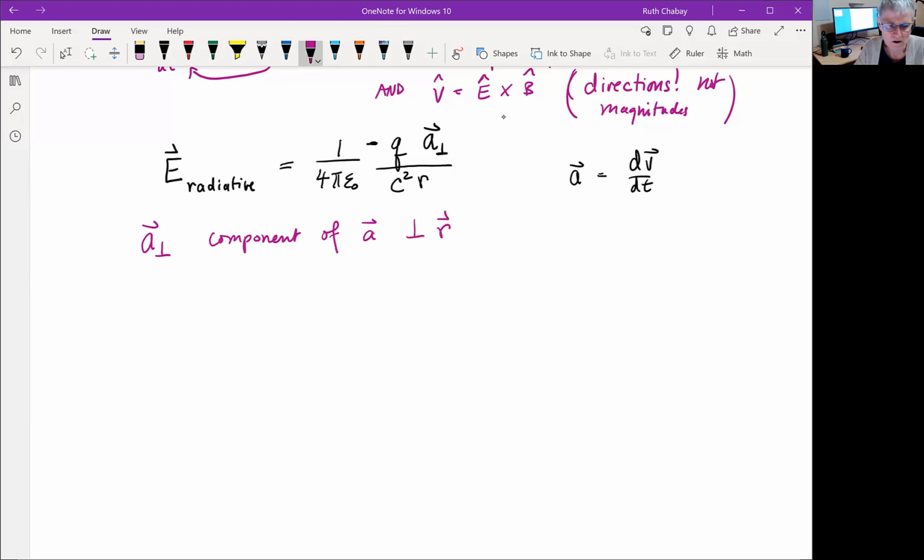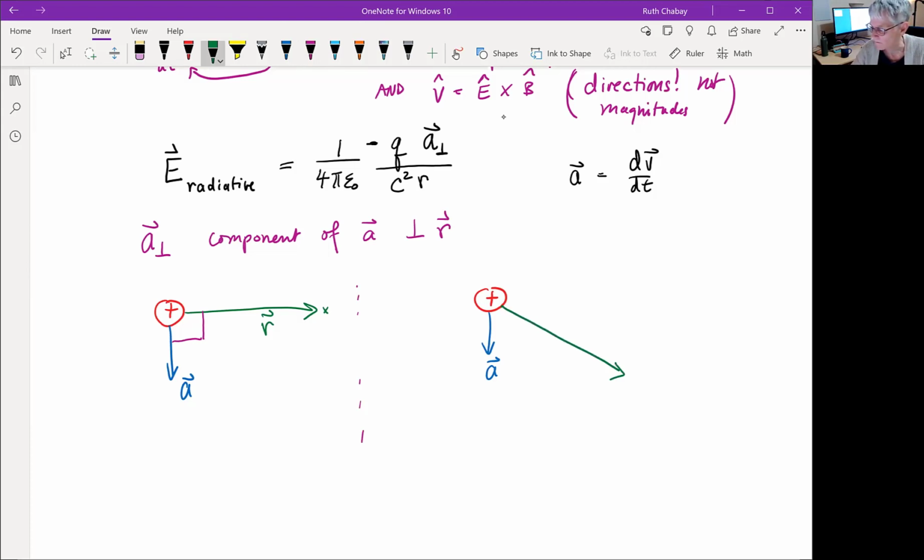that's perpendicular to r. So remember that when we had a positive charge that was accelerated downward, and we had an observation location here, we got a big electric field, and that corresponds to this angle, with A being completely perpendicular to R. But if we picked a different observation location, so here's our positive charge, it is accelerated downward, but we're going to pick our observation location here.